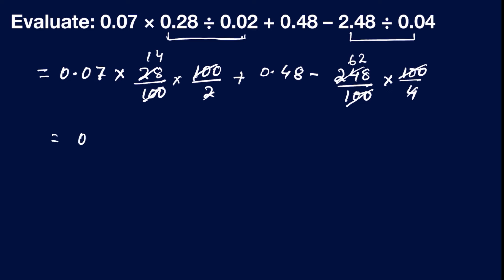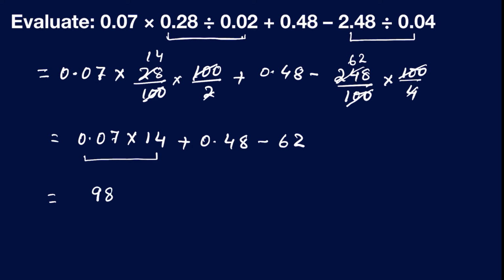Now we can write 0.07 multiplied by 14 plus 0.48 minus 62. Now here we have multiplication first, so we will do multiplication. After division in BODMAS we need to do multiplication. This is multiplication of decimals. We simply multiply the two numbers. 14 times 7 is 98 and then count the number of digits after the decimal, and these are 2 digits. So put the decimal before 2 digits. So it is 0.98 plus 0.48 minus 62.